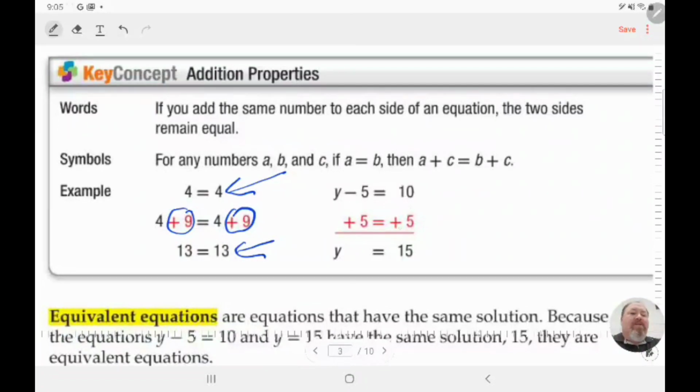So for example, if we're looking at the y minus 5 example, if I add 5 to both sides, I get y equals 15. Okay? It's still equal, because what the left side would equal would be the same as the right side. In other words, y equals 15, or 15 would equal 15.